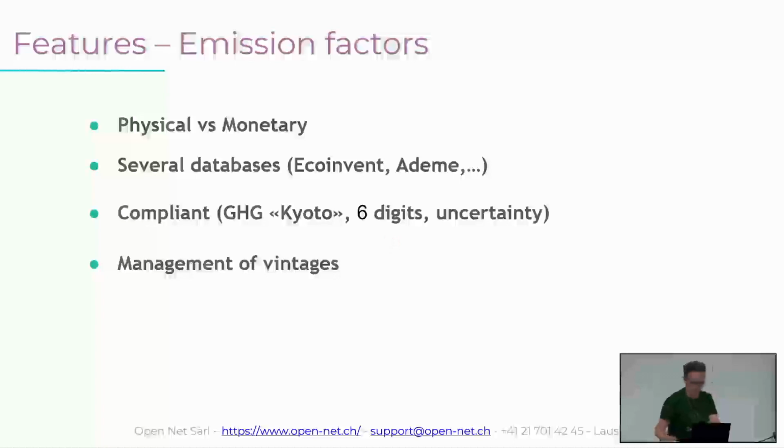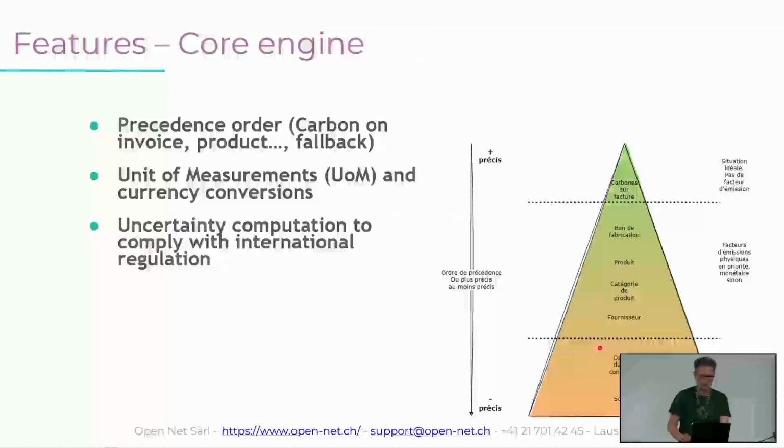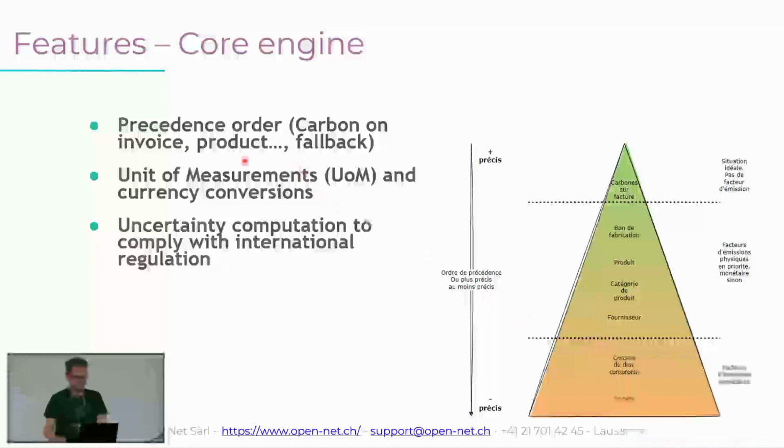In terms of the core engine itself, in order to compute for each invoice, you need to go to the most precise information, of course. Most precise being, for instance, at Odoo, every time we sell one hour of consulting, we give you 2.5 kilograms of carbon. So you don't have to try to compute or find an emission factor. You know what your carbon footprint is. So that's the most precise.